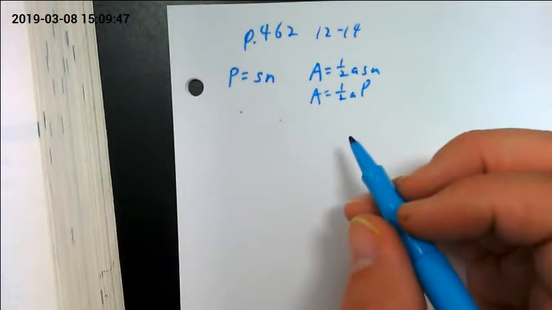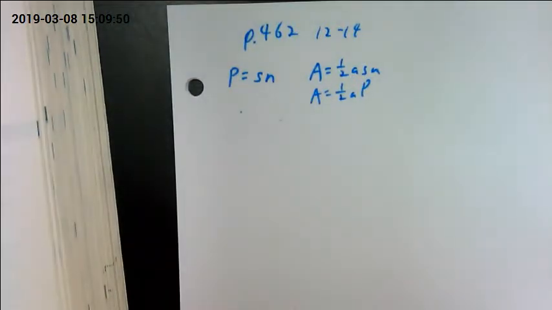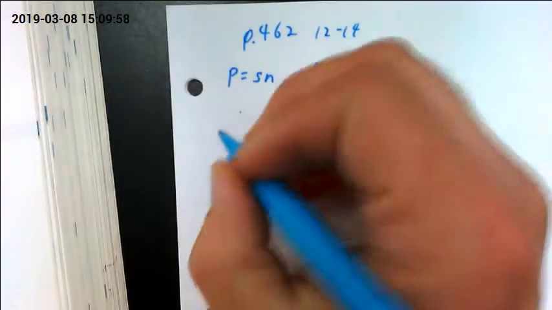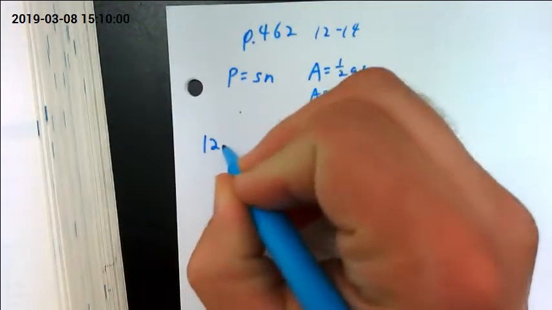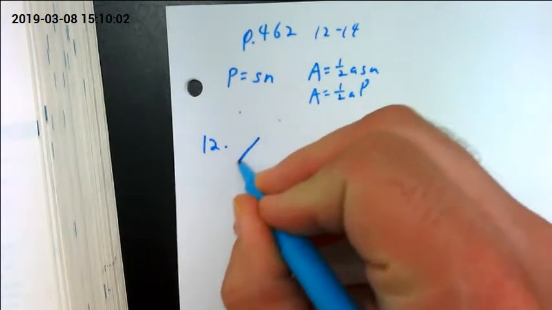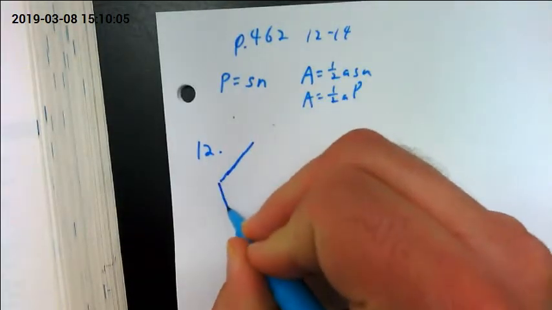Now, the first question there is a regular polygon has sides of 4. Sorry, regular pentagon. A regular pentagon has sides of 4. What are the perimeter and area of the pentagon? So, for number 12, I'm going to draw it because, again, I think drawing it helps you picture what's going on.